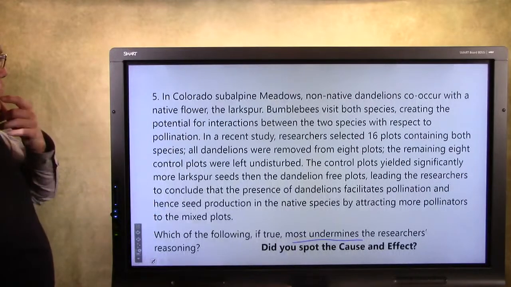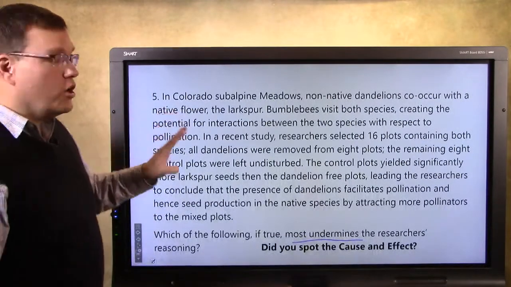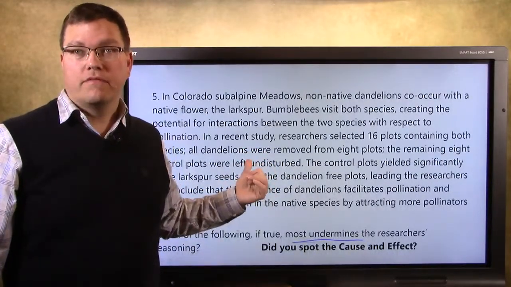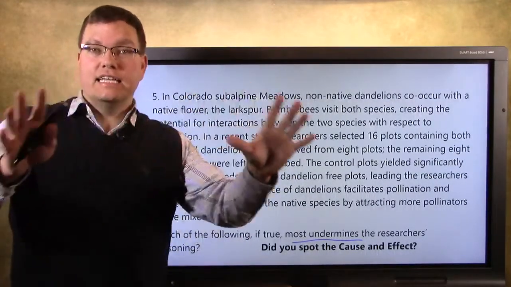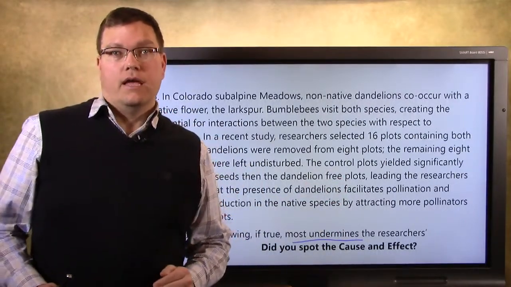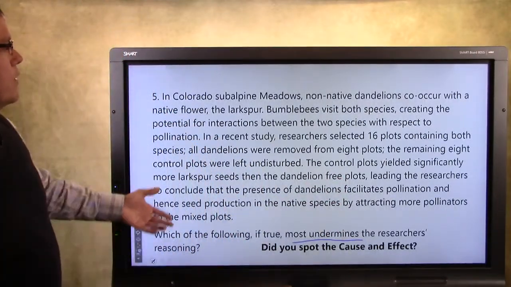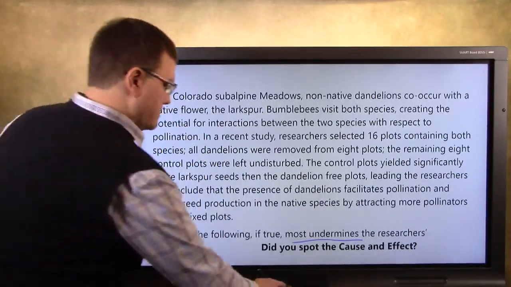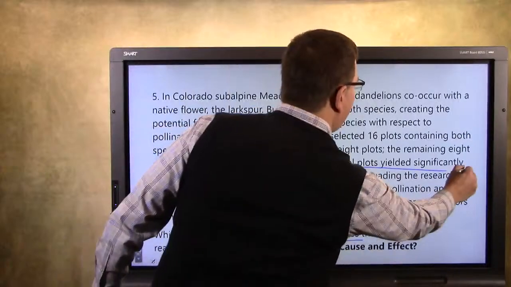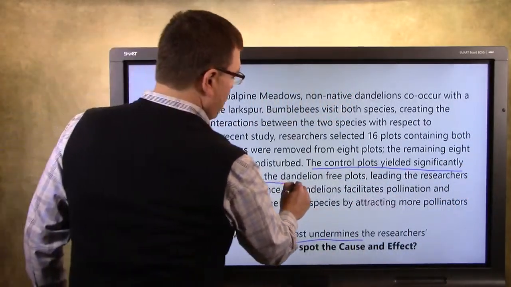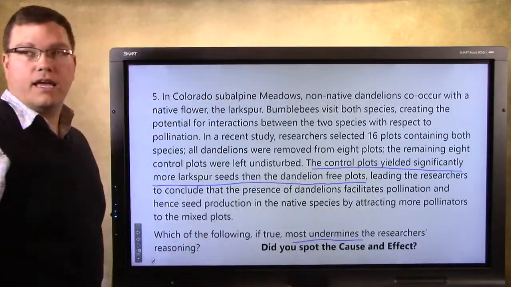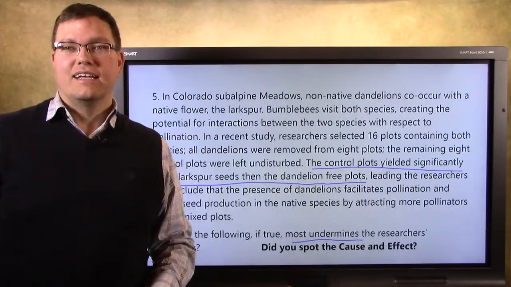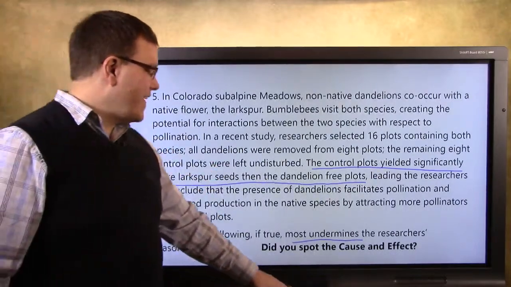But if we look at this, we can see that even if you've seen this question stem before, this paragraph, this problem, we're looking at this in a different light. There's cause and effect here, and this would be a great way to look at this question. So remember, the effect is the evidence, it's what's observed. So the effect here is this: the control plots yielded significantly more larkspur seeds than did the dandelion-free plots. That is the evidence and that is the effect.